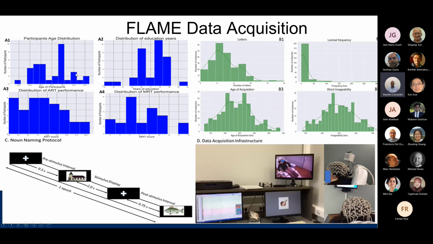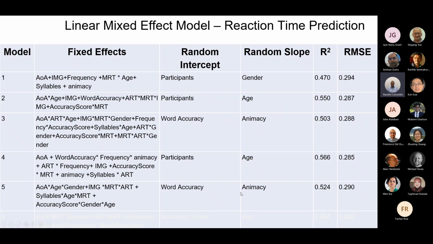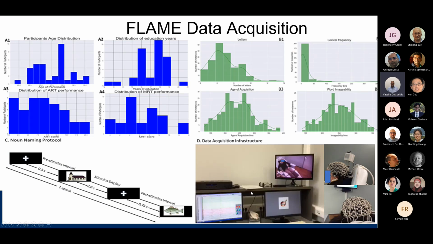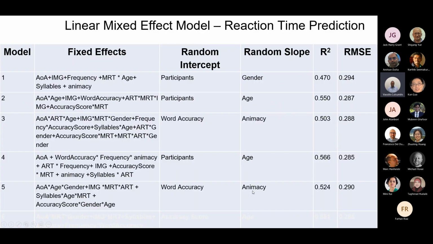These are the participant characteristics. These are the language characteristics. This was the noun naming protocol. The participant was isolated during the experiment in a magnetically shielded room with 122 electrodes attached to her or his head. And we monitored from another room the characteristics of the experiment, both the stimuli presented and also the EEG activity. This is an infrastructure that we can also exploit for high-density EEG data.